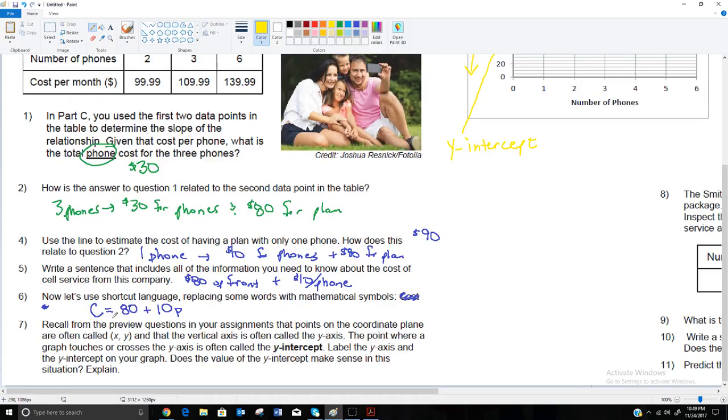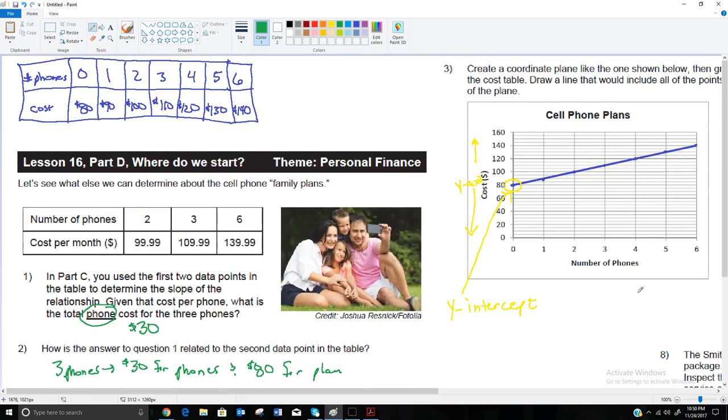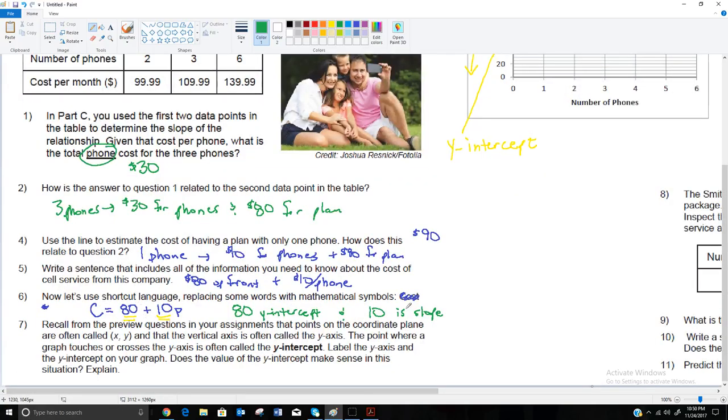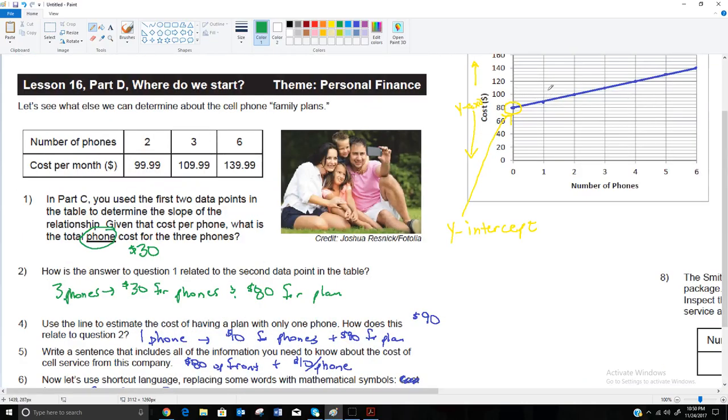So when we look at this equation, this $80 that we have here is the y-intercept and $10 is the slope. So let's write that a little bit more distinctly. $80 is the y-intercept and 10 is the slope. 80 is where it starts, whether you look at the graph or you look at the equation, and then 10 is how much it goes up per phone. $10 per phone. Up here it goes up 10 for every phone, up 10 for another phone, up 10 for another phone, and so on.